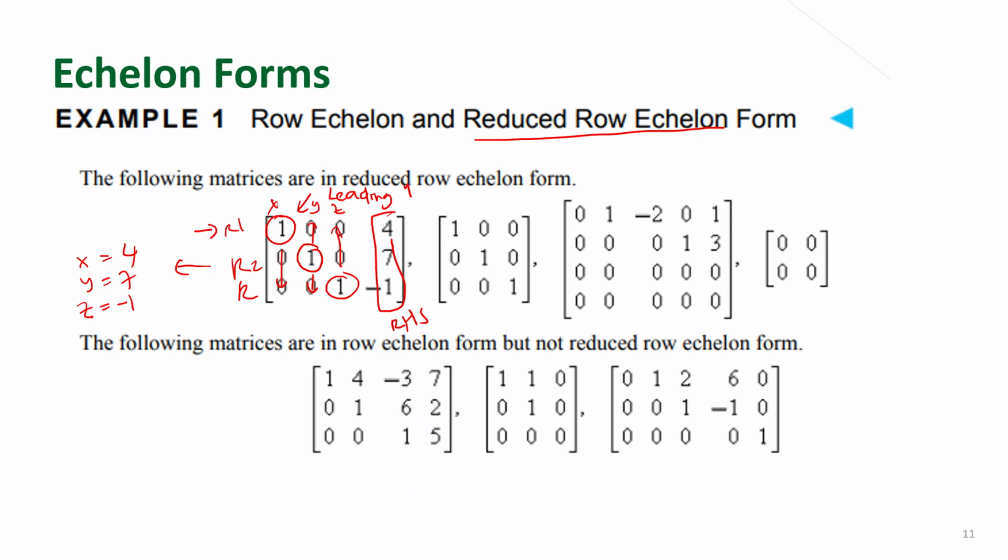Okay, so this one also: row 1, this is the leading one, this should be 0. Row 2, this is the leading one, this is 0, 0. Row 3, for this one, if you convert, there are actually only two variables, and this is the right hand side. So this doesn't matter, and you can already get the values of these two variables from this matrix.